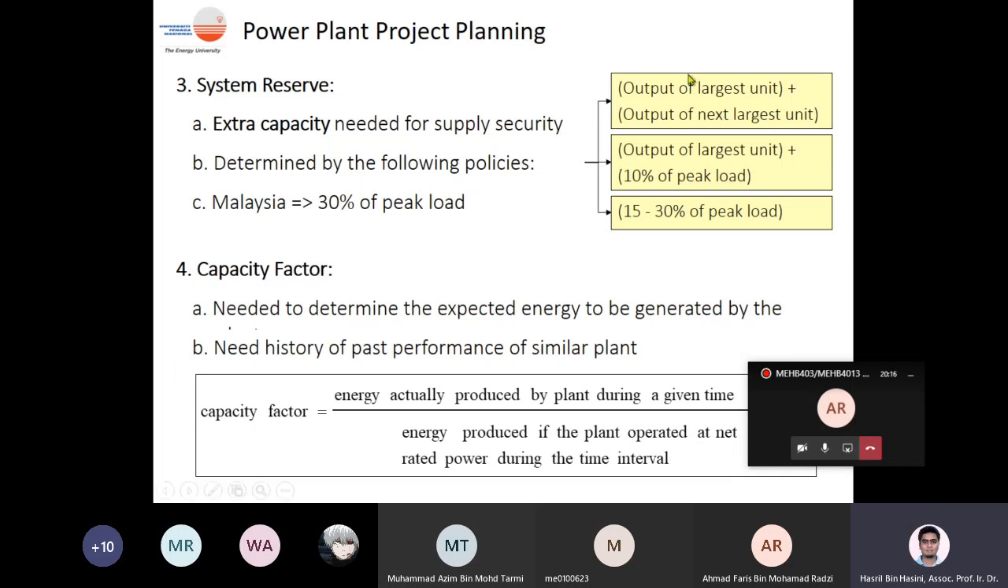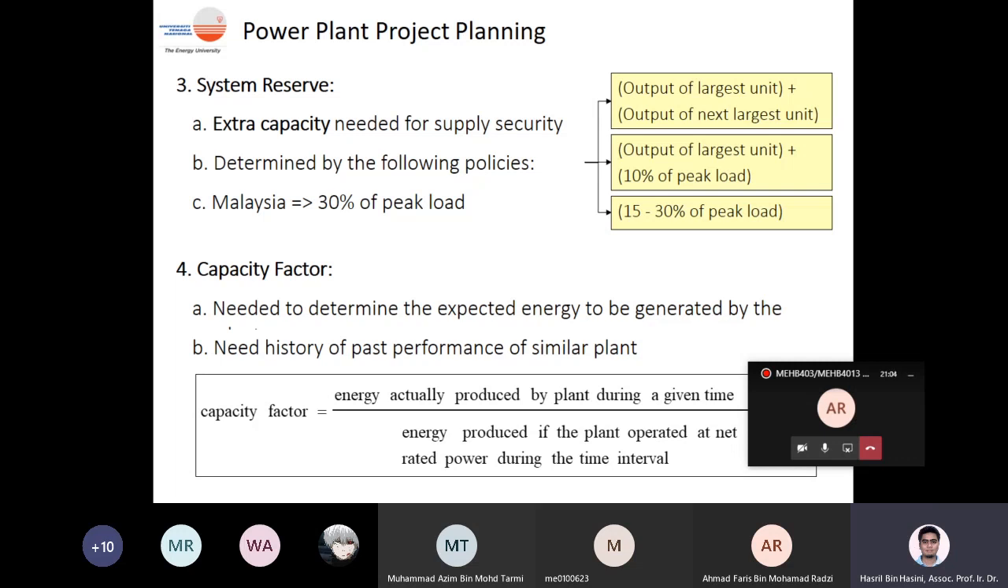In order to determine the system reserve, these are the three methods used. The first one is you look at the output of the largest unit or largest power plant. In Malaysia's case, the maximum one unit that we currently have is 1000 megawatt. So that is the output of the largest unit in our country, plus the output of the next largest unit. We have a few units that can produce 1000 megawatt. So using this method, our system reserve is around 2000 megawatt, 1000 plus 1000.